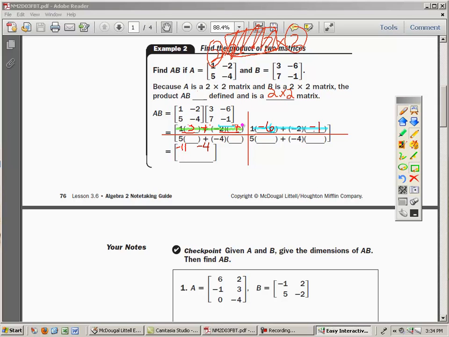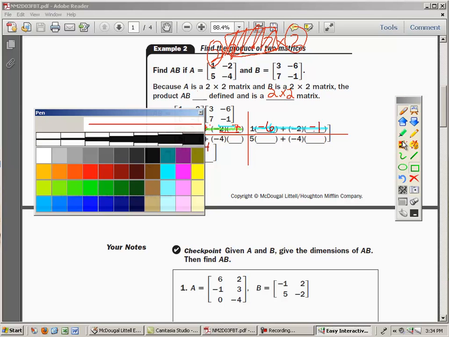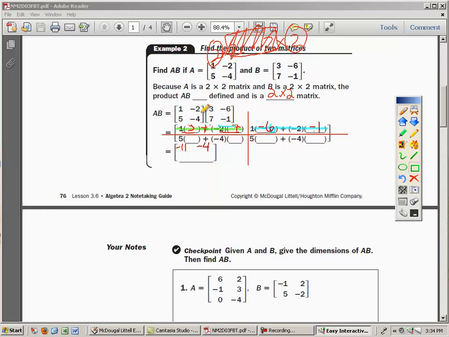And let's go back and take a look again. Now I want to pick a different color again. Let's go with purple here. To get the second row, first column, that's this down here, I'm going to go second row by first column. And so this becomes 5 times 3 and negative 4 times 7. 5 times 3 is 15. Negative 4 times 7 is negative 28. 15 minus 28 becomes negative 13.